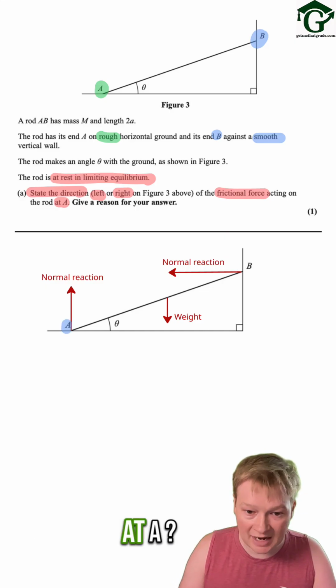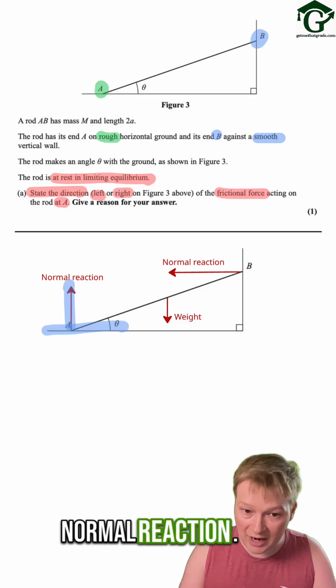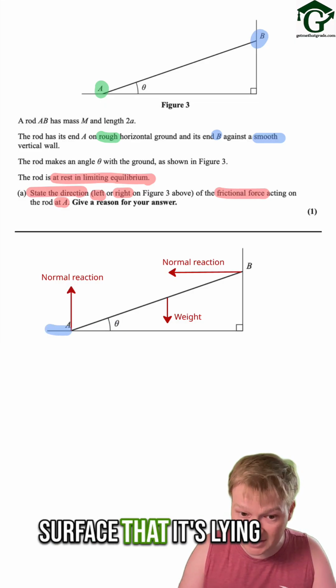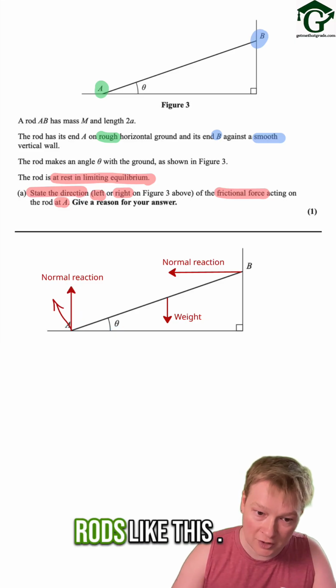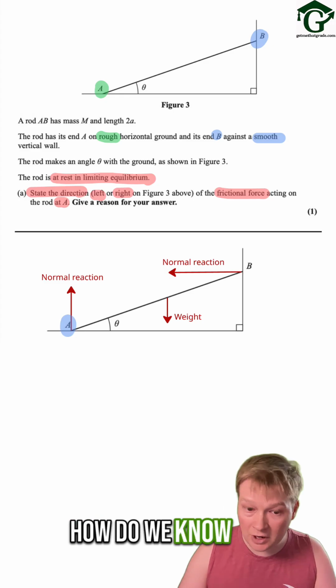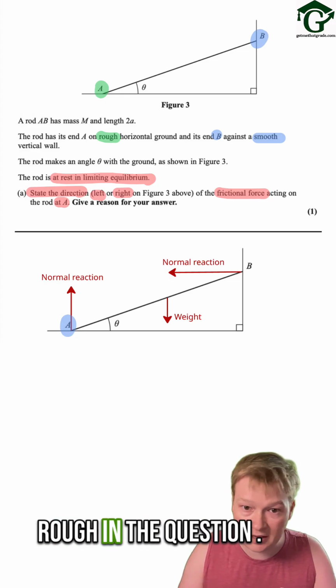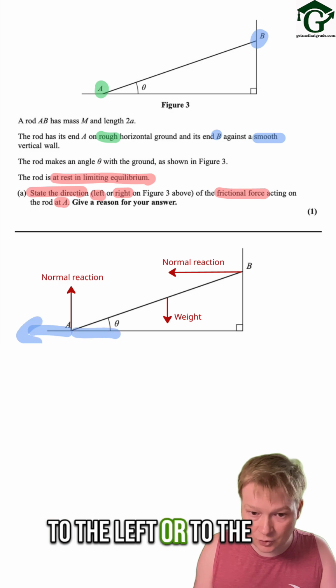What about the forces at A? Well, it's resting on a rough ground. So we're going to have a normal reaction. That's going to be normal again to the surface that it's lying on. Normal to the ground. Be careful, not normal to the rod like this, no. But there's going to be another force at A. That's the frictional force. How do we know there's friction there? Because of the word rough in the question. It's a rough horizontal ground. So which way will friction act? To the left or to the right?